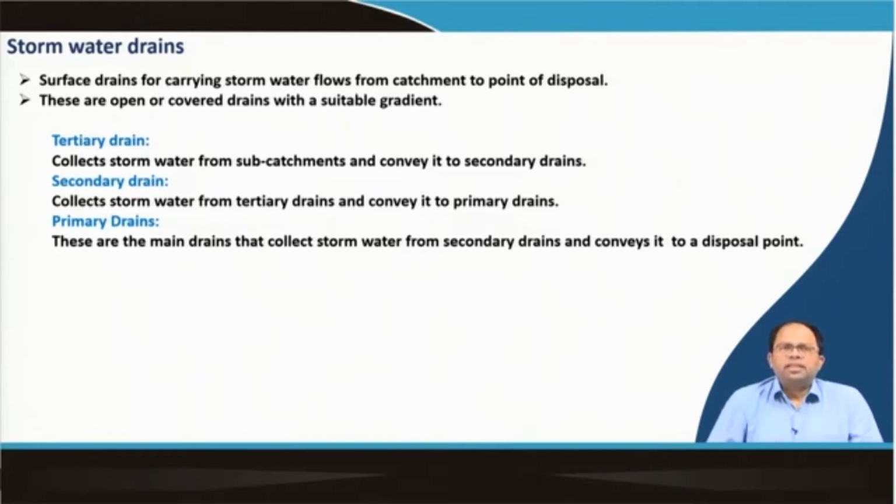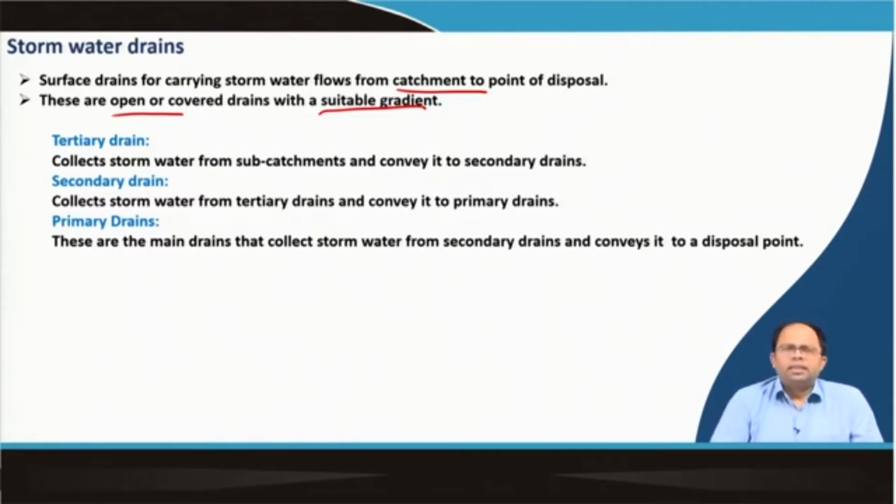We can use surface drains for carrying stormwater, and water flows from the catchment directly to the point of disposal via this kind of surface drains. These are surface drains, but they could be either open or covered. And these are of course given some gradient, so the water flows from the catchment to that particular disposal point.